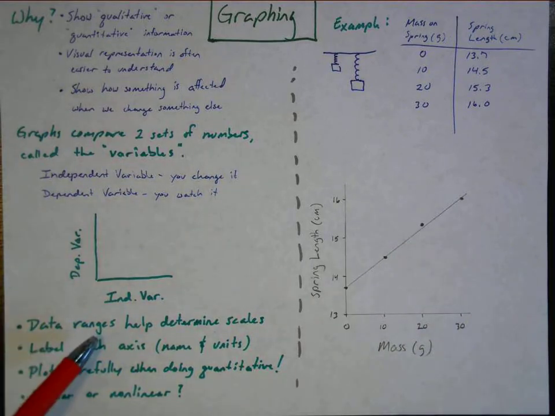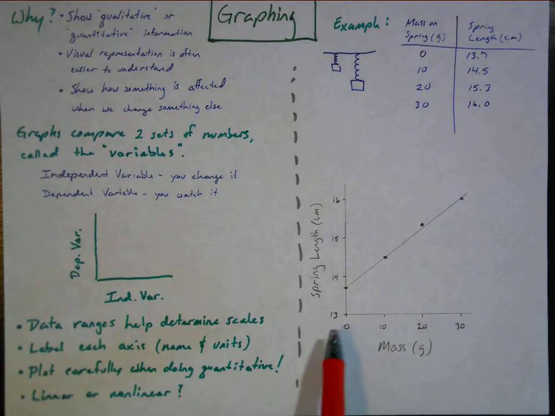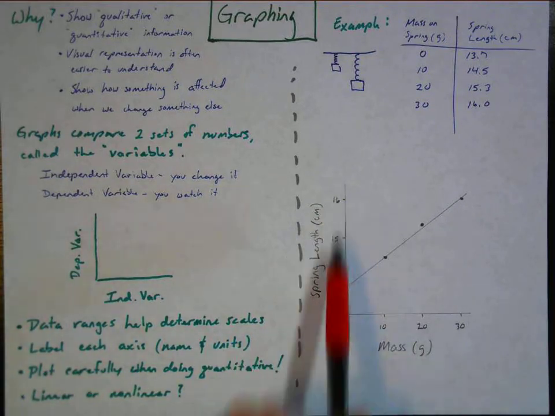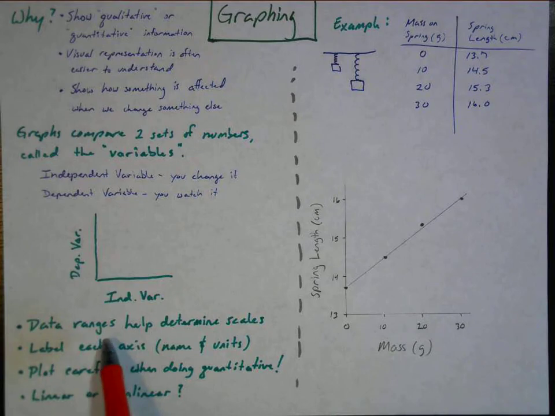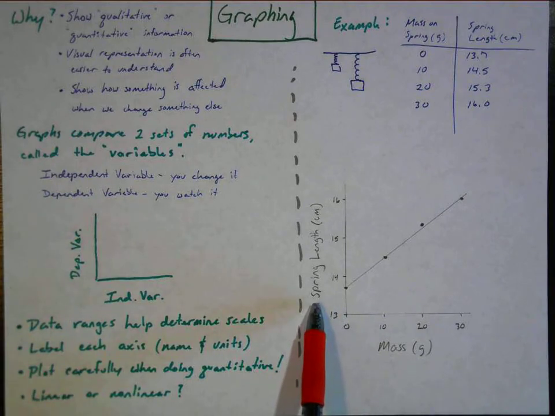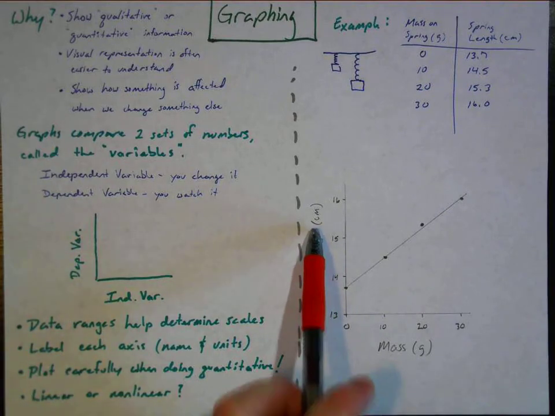When you are doing something, particularly with a quantitative type of graph like this one, the data ranges that you have will help you determine the scales. The scale is the numbers on each axis, and the numbers start at a certain place and end at a certain place, and the data range that you have helps you determine that. You definitely need to label each axis, particularly with the name and units of measure on a quantitative graph especially. For example, here you can see that we have labeled the spring length, and the unit would be centimeters.